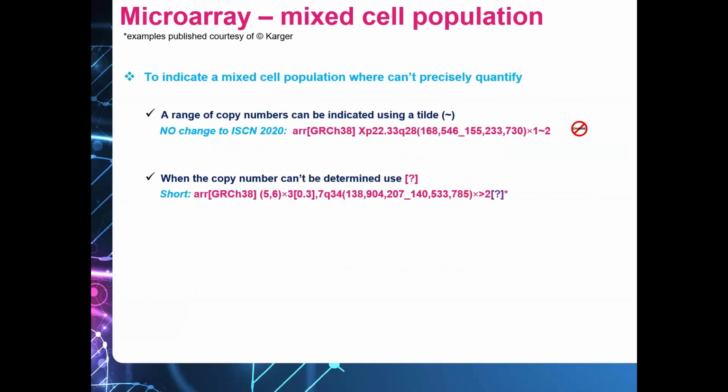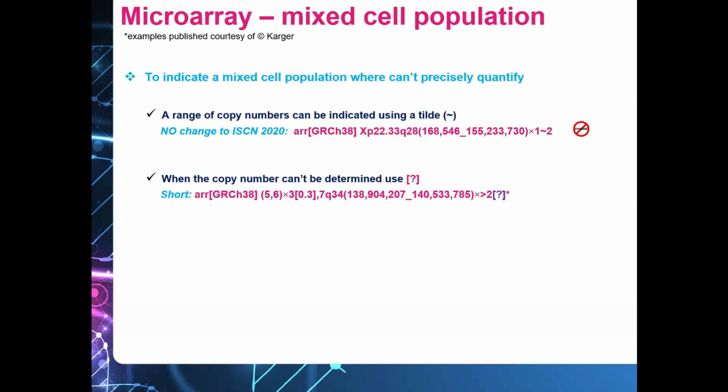We've also added, and it affects array more than anything else, there are times when you've got a mixed cell population, but you can't precisely quantify it. And obviously, you can use tilde, so that's no change from ISCN 2020. There's no problem using that if you still wish to. If it can't be determined at all, but you know it's more than 2, you can put greater than 2 and then put a question mark. And obviously, it would apply also for neoplasia where you want to use amp, but you can't quantify how much amplification there is, so you can put amp and then put a question mark after it.